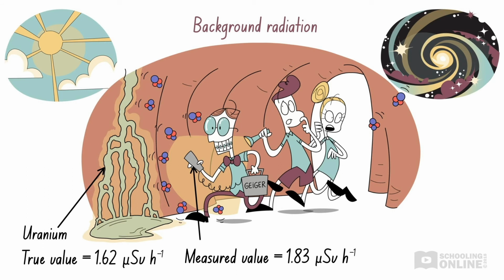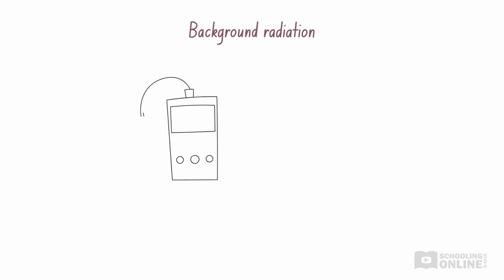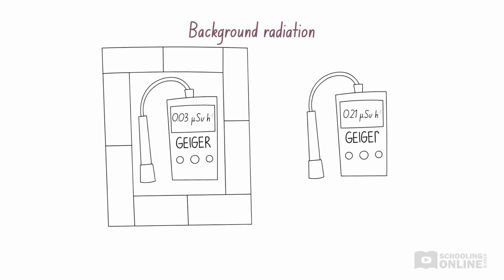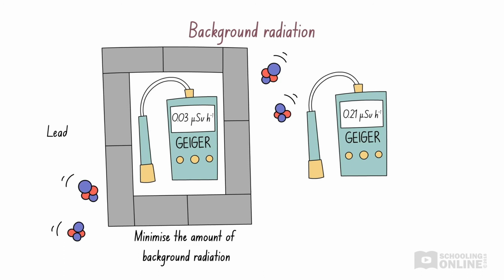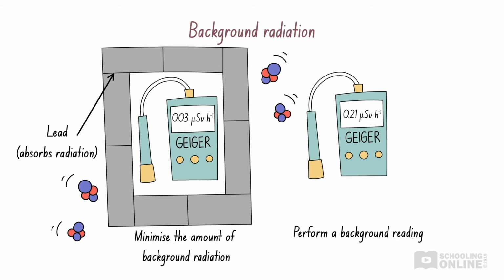sample in isolation. We can reduce the effect of background radiation on our results by shielding our measuring devices with lead, which readily absorbs radiation. Additionally, we could measure background radiation levels using instruments such as a Geiger counter, then subtract the background reading from our measurements.